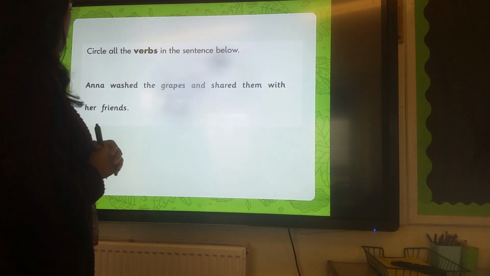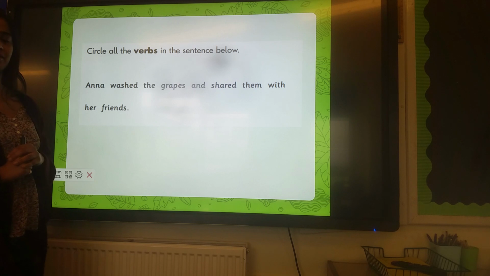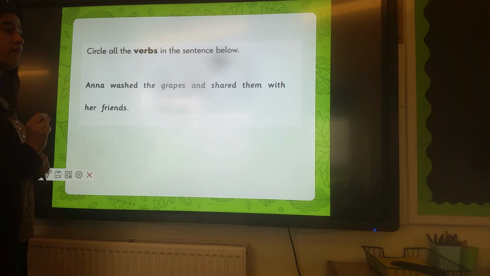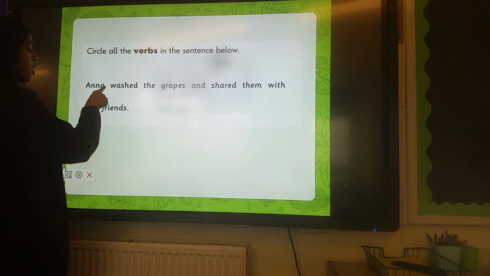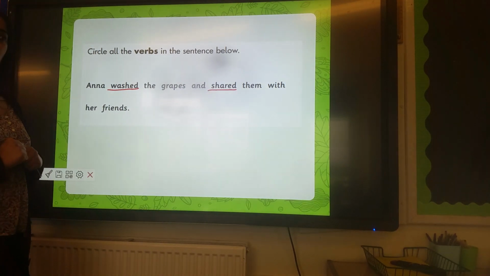There are two verbs in that sentence. Let's see if you can recognise those two verbs. When I get to 0, I'm going to underline those two verbs. 5, 4, 3, 2, 1, 0. Washed, shared. Well done if you got that right.